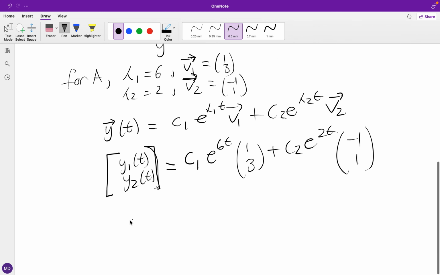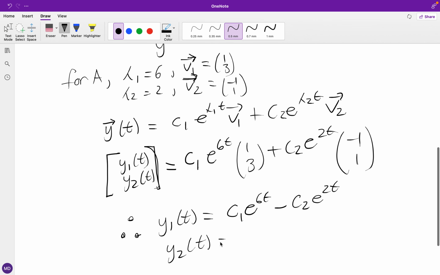And so, therefore, y1 of t is equal to c1 e to the 6t minus, because there's a minus here, c2 e to the 2t, and y2 of t is equal to 3c1, because there's a 3 here, e to the 6t plus c2 e to the 2t.